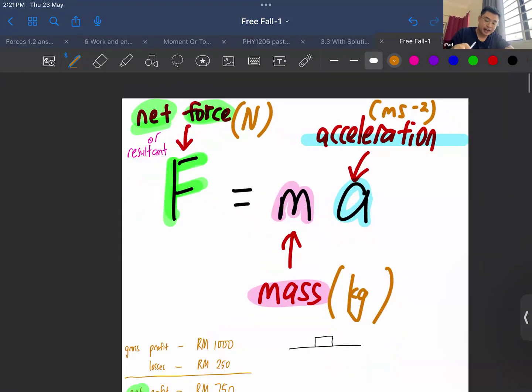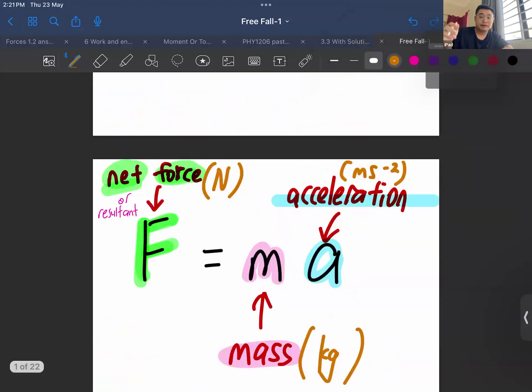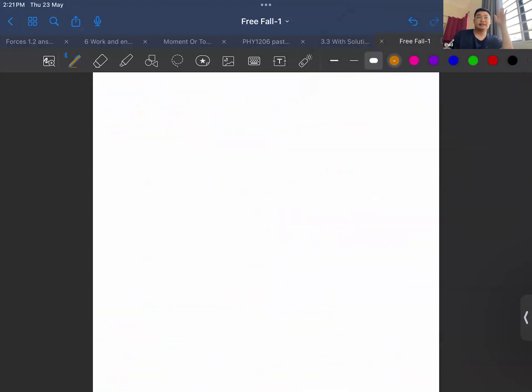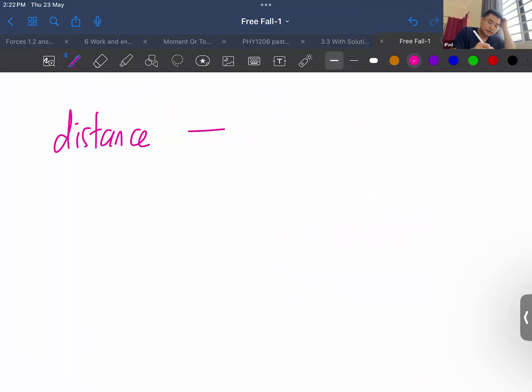Okay, hang on. I think I need to remind you a bit about this. Do you still remember last time actually we learned about the distance time graph and then the speed time graph? Agree? Yeah. Okay, let me ask you, what is the unit for distance, please? Unit, unit.